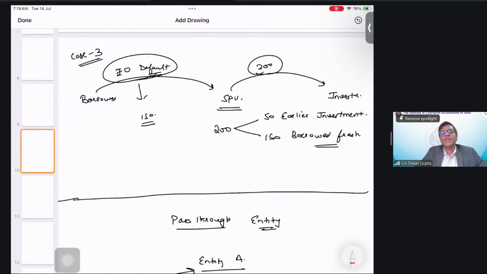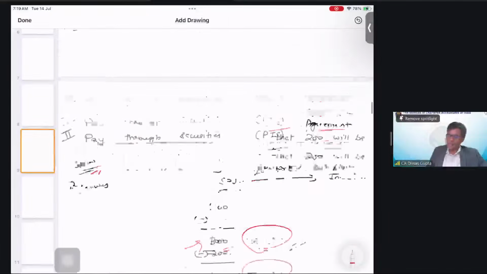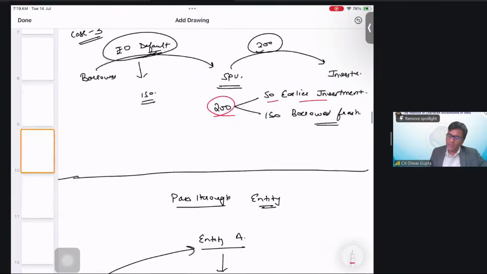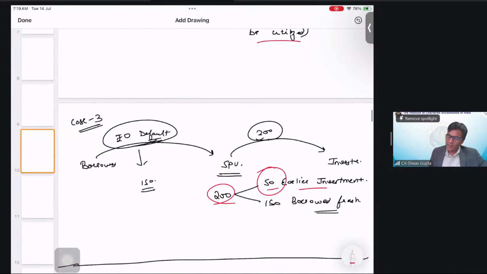The third case, in case of entire amount being defaulted, the borrower pays nothing to the SPV. The SPV still needs to pay 200 rupees to the investor. So what will the SPV do? The SPV will take 50 rupees of the earlier investment that was left, correct? We started with 100 rupees overall investment. Out of that, 50 rupees got invested. The balance 50 rupees will be utilized here, and the balance 150 rupees will be taken as a fresh borrowing, students, and it will be paid to the investors.